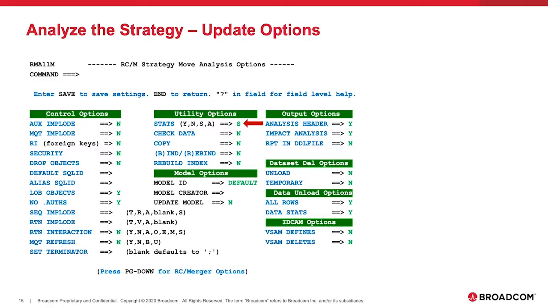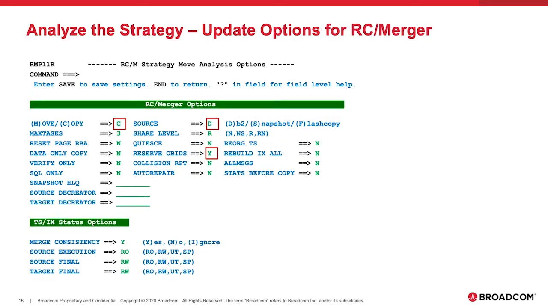Here we have several critical options for the RC Merger strategy. First, we have to choose if we are going to move or copy the objects and data. We want to create a new copy, so we choose C for copy. The source of our data is the underlying VSAM datasets from our existing objects, so we choose D for Db2. The last option that is highlighted in the red box is Reserve OBIDs.